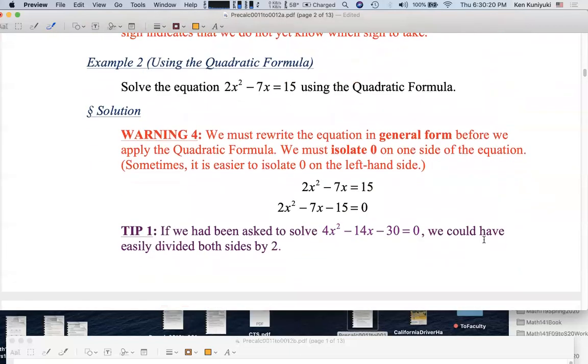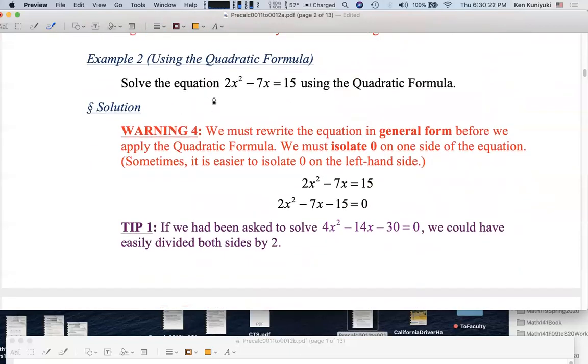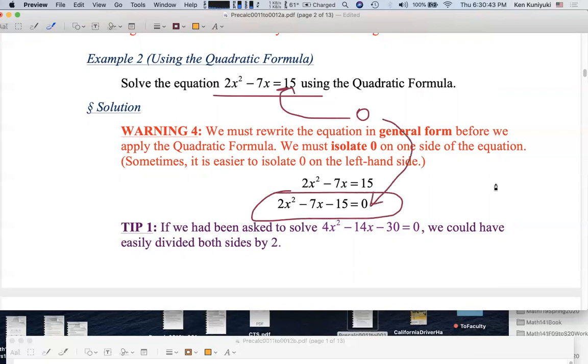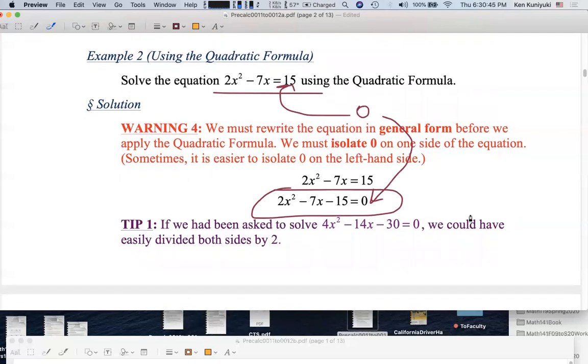So for example, we could use the quadratic formula to solve this quadratic equation. But in order to prep this equation, we need what on the right-hand side? We need a 0 there. So we have to subtract 15 from both sides. When you subtract 15 from both sides, then you get this equation where we have 0 on the right side. And then we can apply the quadratic formula.